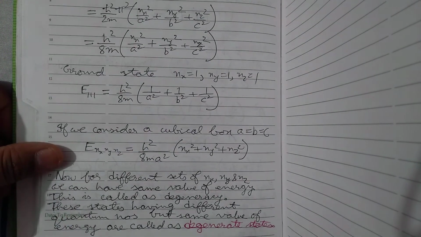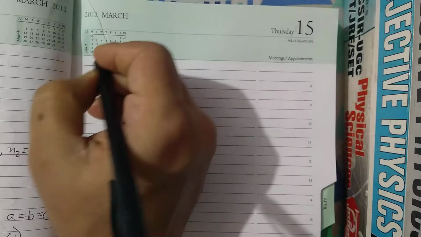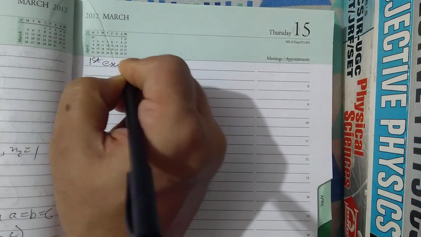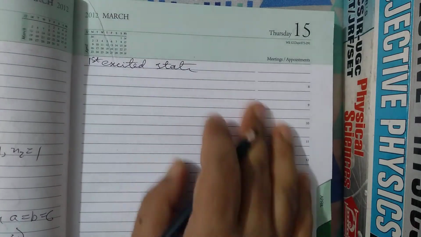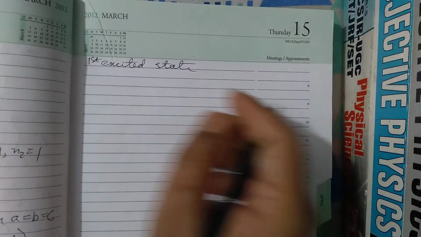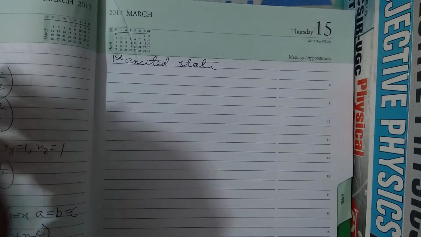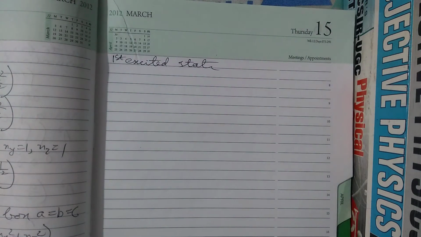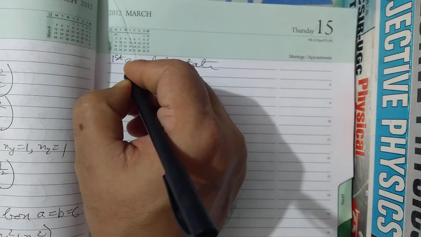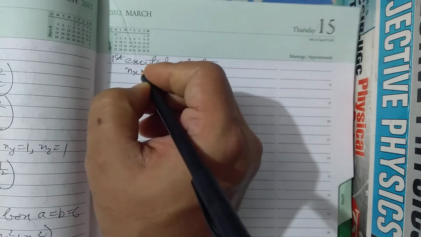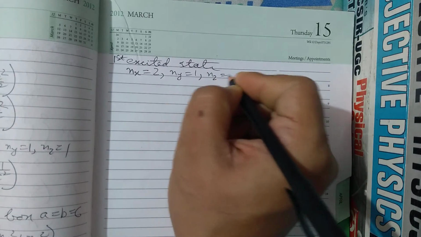So for example, let us take the first excited state. In the one-dimensional potential, what was the first excited state? n is equal to 2. Here there can be many states: nx is equal to 2, ny is equal to 1, nz is equal to 1.